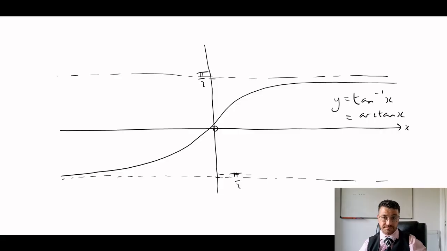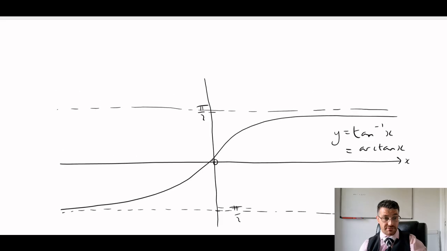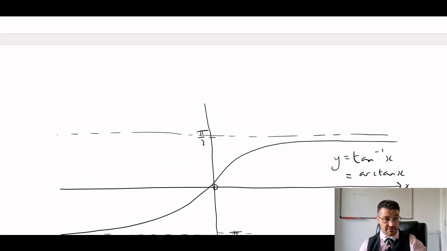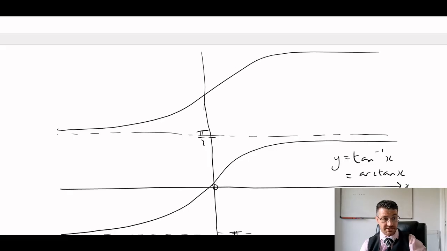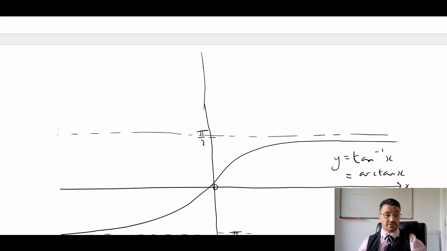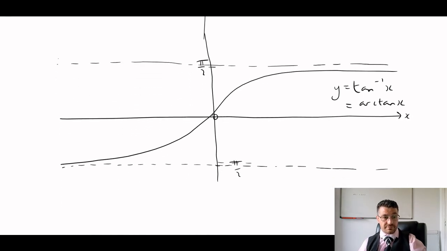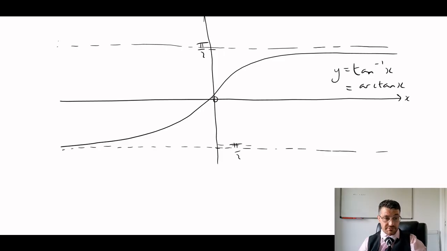Okay, if we chose a different inverse, then we would get something that would look maybe something like this. You know, from pi by 2 to 3 pi by 2, and so on. And that's it. So that's how you can better understand, hopefully, inverse trigonometric functions.